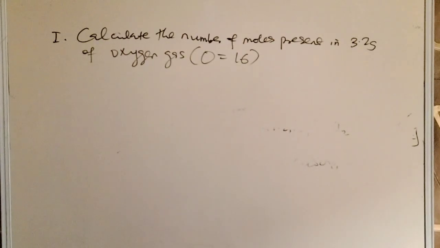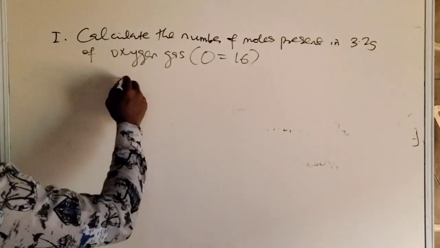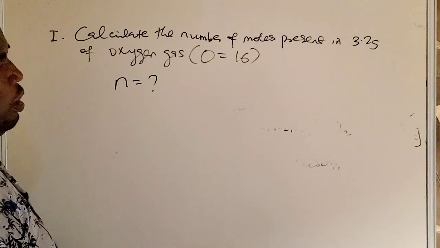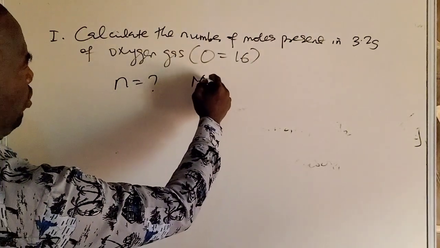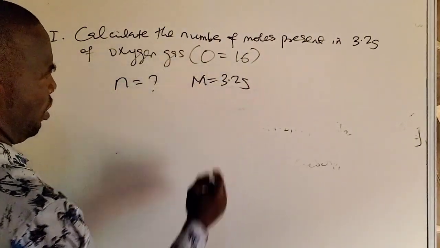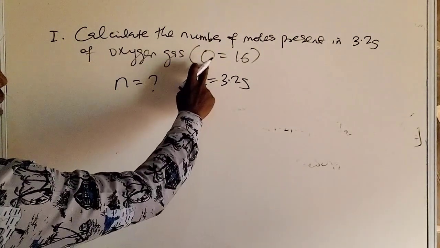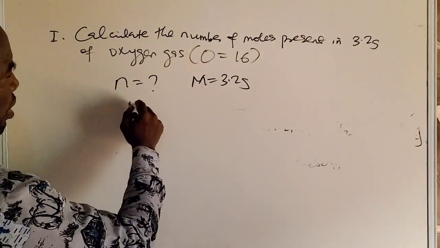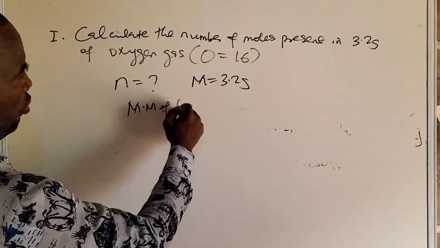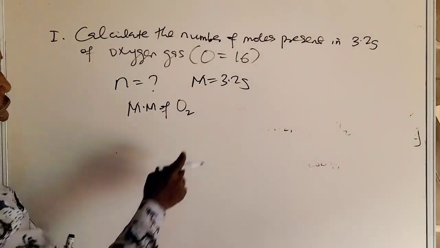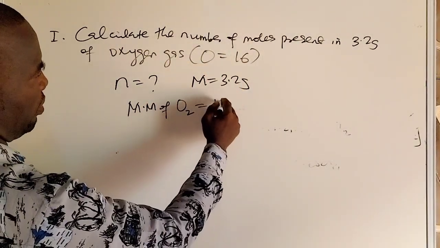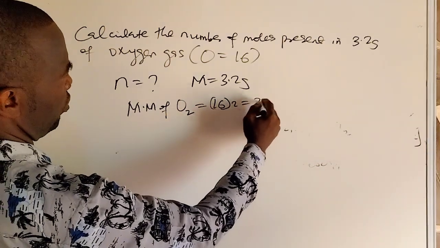So let's look at the question on the whiteboard that says calculate the number of moles present in 3.2 grams of oxygen gas. So look at this question. We're looking for number of moles, which is n. The mass of the gas given to us is 3.2 grams of oxygen gas. Oxygen is diatomic, so we look for the molecular mass of O2. It's not monatomic. That becomes 16 times 2 giving us 32.